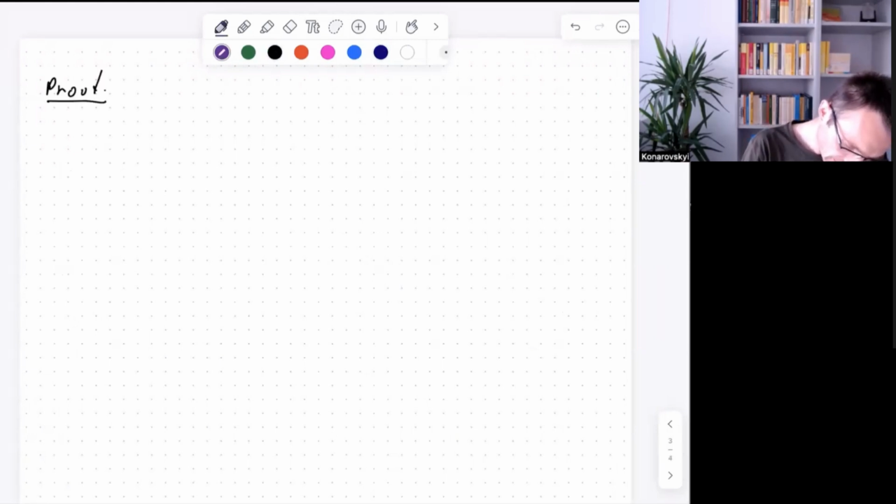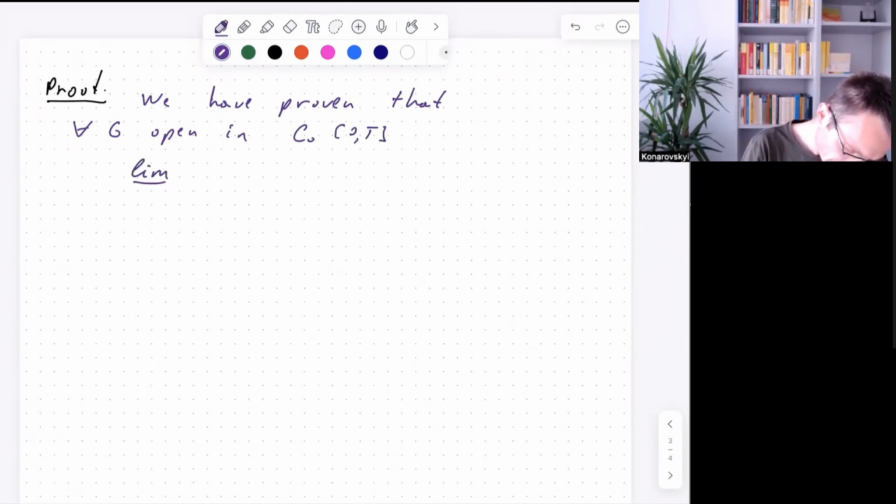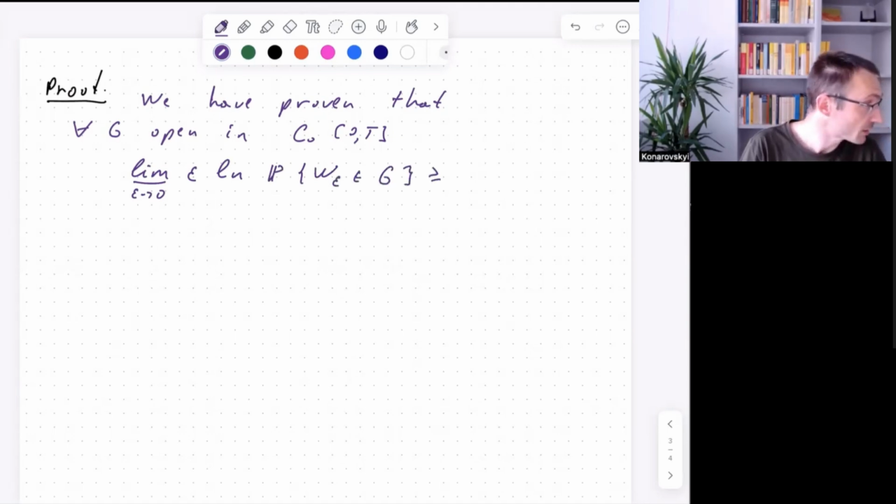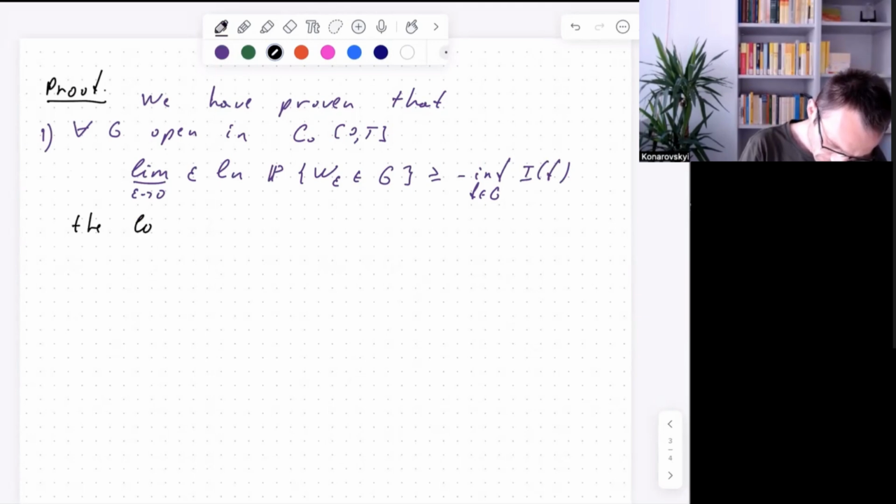Okay, good. Now about the proof. Last time we showed the lower bound. So we have proven that for every G open in the space of continuous functions, one has the lim inf as epsilon goes to 0 of epsilon logarithm of the probability that W epsilon belongs to G is larger or equal than minus the infimum over f belongs to G of I of f. This we call the lower bound.